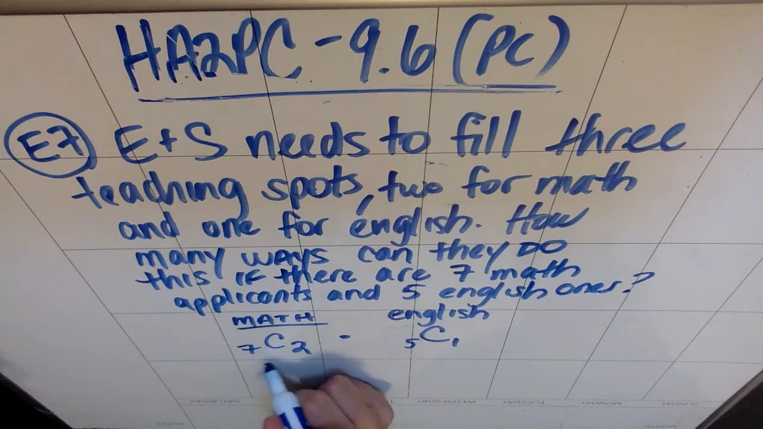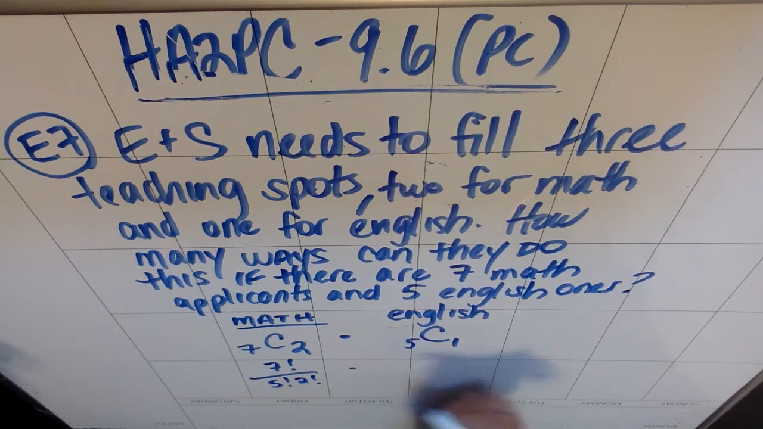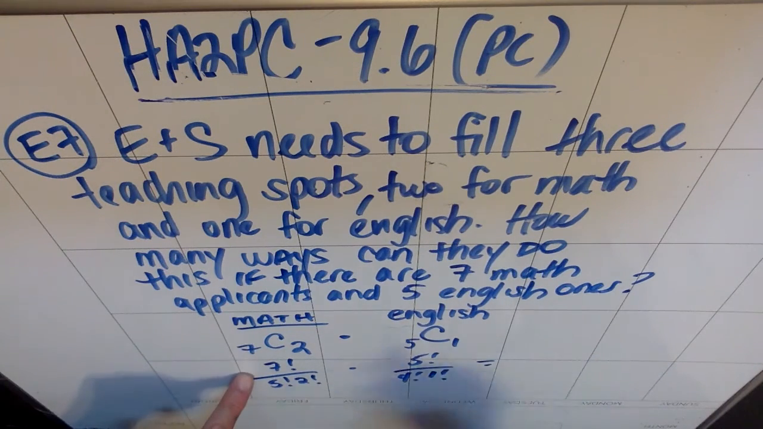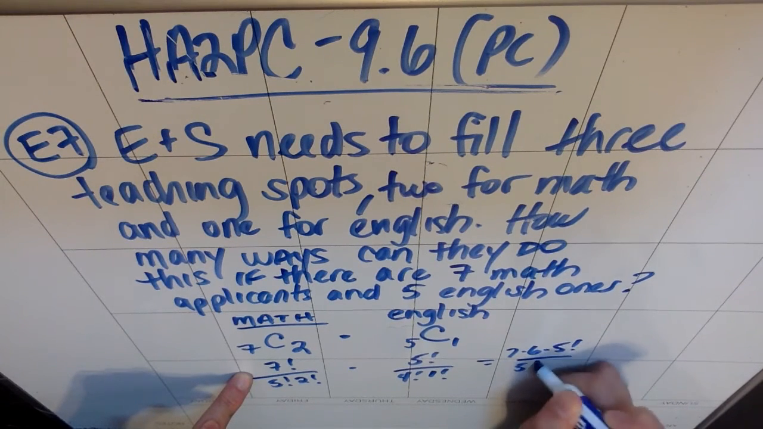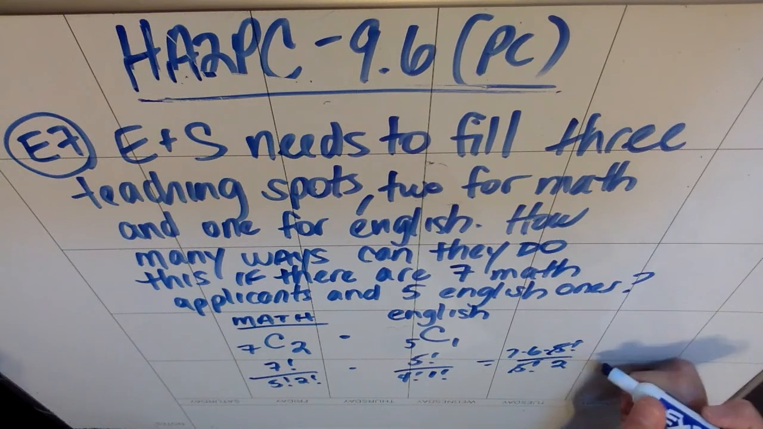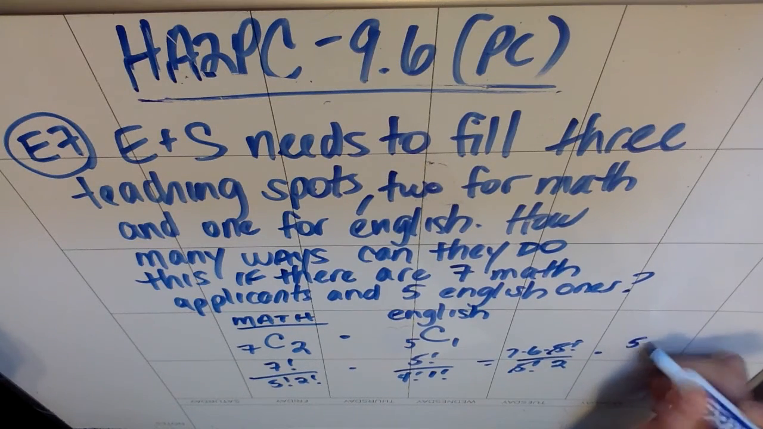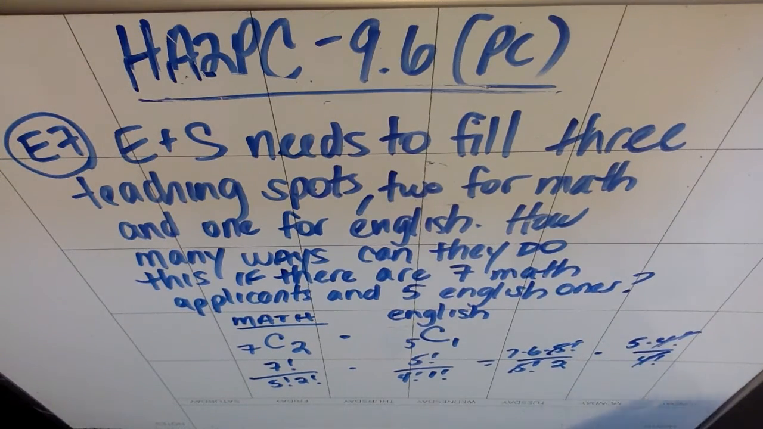So 7 choose 2 would be 7 factorial over 7 minus 2 factorial, which is 5 factorial times 2 factorial, right? Times 5 choose 1 is technically 5 factorial over 4 factorial times 1 factorial, but again, you can logic out that this is just a 5. So what happens if I clean this up is I have a 7 times a 6 times a 5 factorial on the top, which is going to cancel with that 5 factorial, and then it's divided by a 2, because that's what 2 factorial is. And I'm going to multiply that by, this is a 5 times a 4 factorial, which again is totally going to cancel with that 4 factorial. The 1 on the bottom would just be a 1.